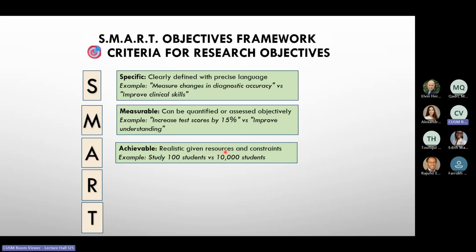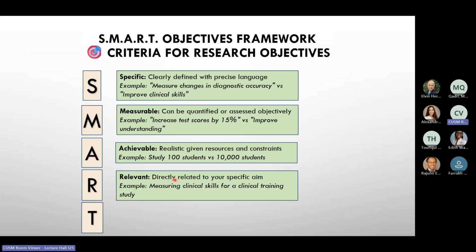A, achievable. Realistic given your resources and constraints. An example would be you want to study 100 students. That's a good example. We can do that in a CUSM. One cohort here is 130 students. We can attempt to study 100 students in one cohort versus 10,000 students. Feasibility, we could probably do that if we had a lot of time, resources, personnel to get in contact with the 10,000 students. But that's not feasible, particularly because we are limited in resources and time.